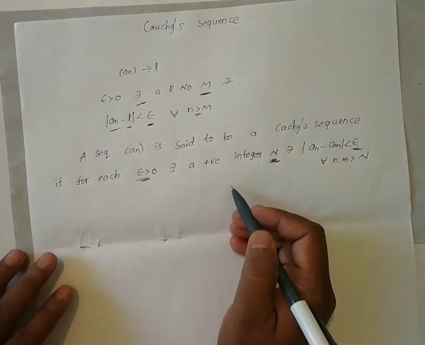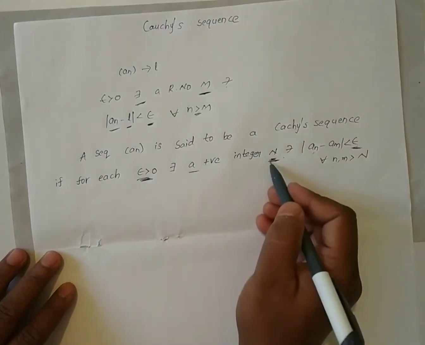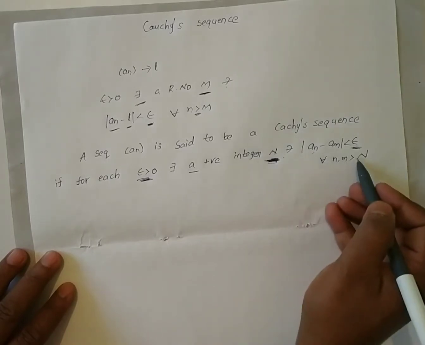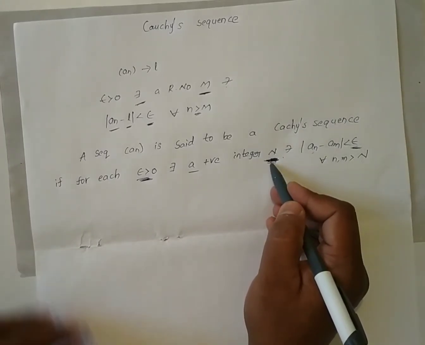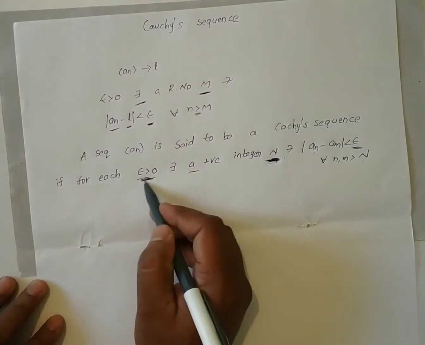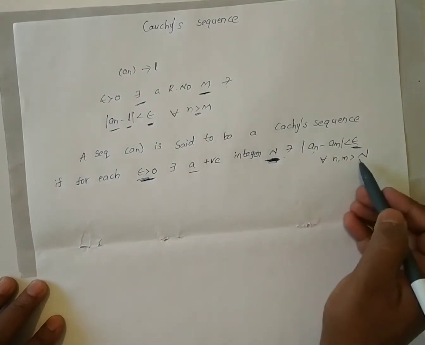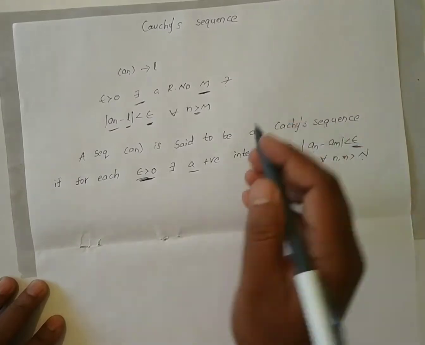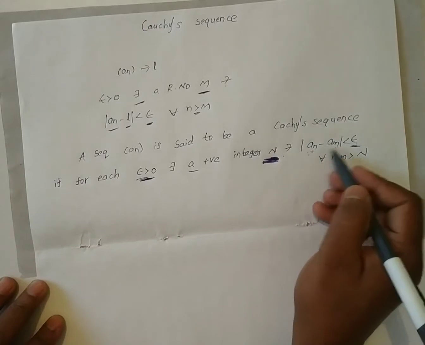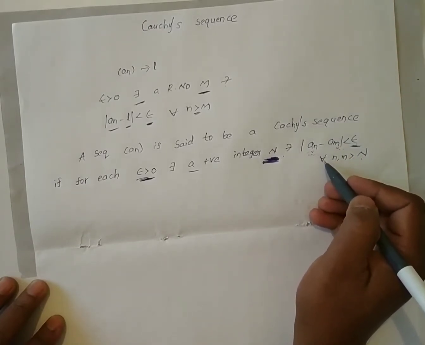Cauchy sequence means for each epsilon greater than 0, there exists a certain stage, that is N. Greater than N means after that stage, the distance between two terms remains small. So this is called Cauchy sequence.